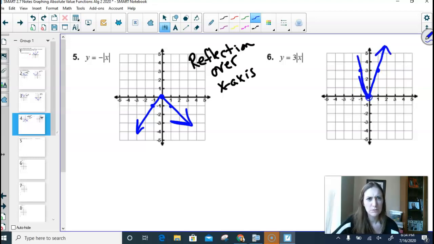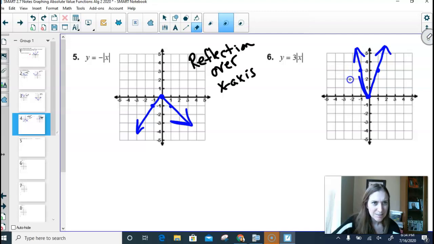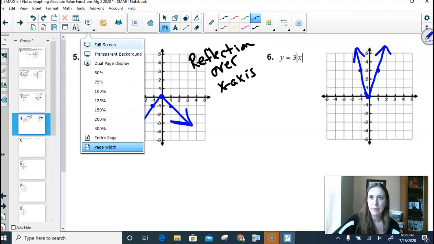Ooh. Yikes. You know how many years I've been doing this? You think I'd be drawing better.